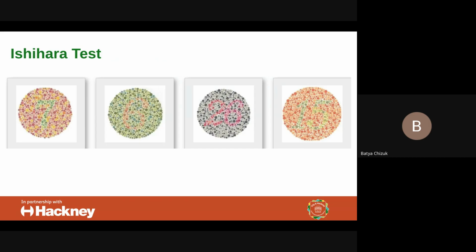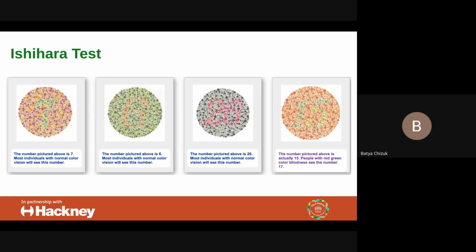Next. The Ishihara test. This is how people test for color blindness. These are just examples, you wouldn't use it yourself. But for example, when you're shown about 50 of these, there'll be some that you may not be able to distinguish the number from the background.